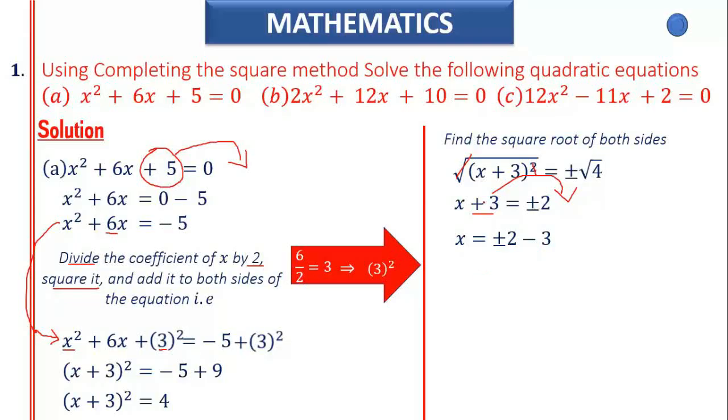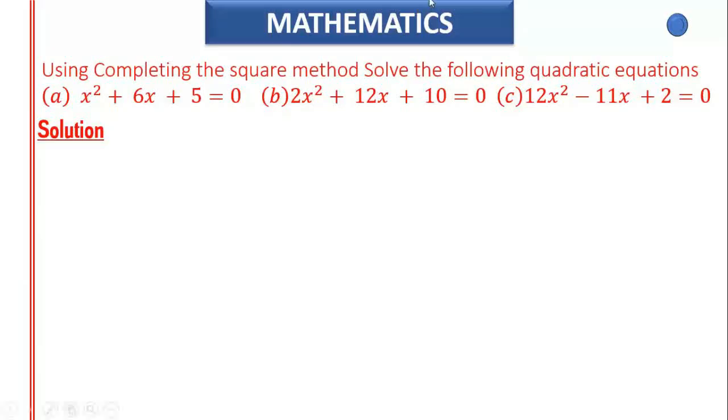At this point you can separate it, because it contains two terms. That's x equals plus 2 minus 3, or x equals minus 2 minus 3. So x equals minus 1, or x equals minus 5. Okay, that's that.